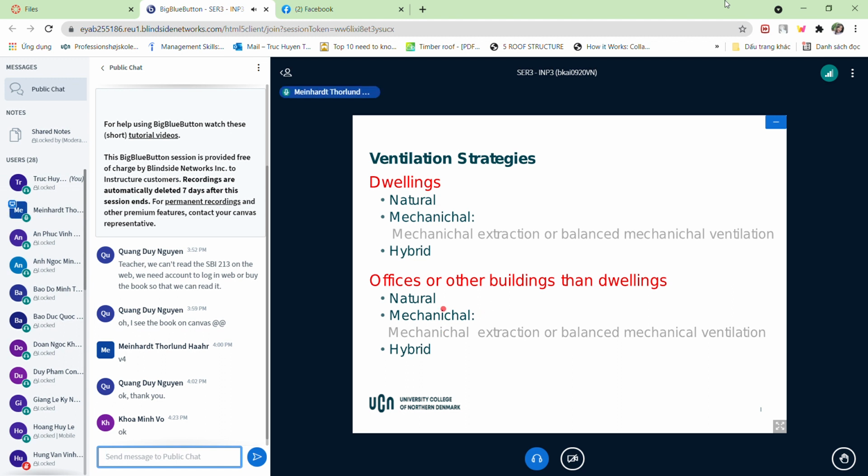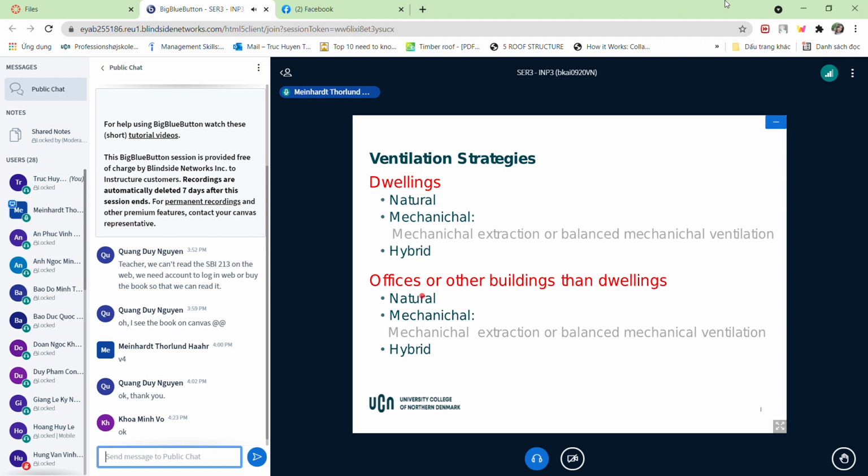In combination with mechanical, for new buildings today, it's not allowed to do natural ventilation in Denmark for offices or other buildings than dwellings. At least per se, it's not. I think there are some ways of doing it, but then you need to document that it's actually going to work better than mechanical. But I would say very few buildings in Denmark today go with total natural ventilation.